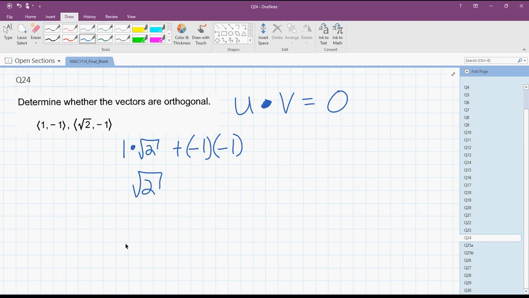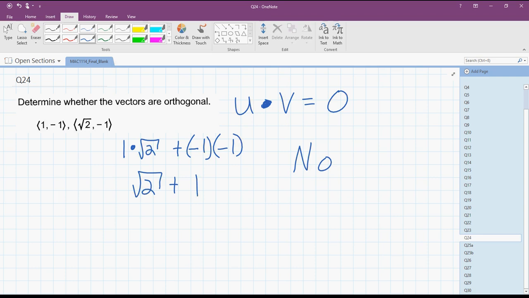And what is negative 1 times negative 1? So if I take the square root of 2 plus 1, will that be 0? So are they orthogonal? No, because it's not 0.